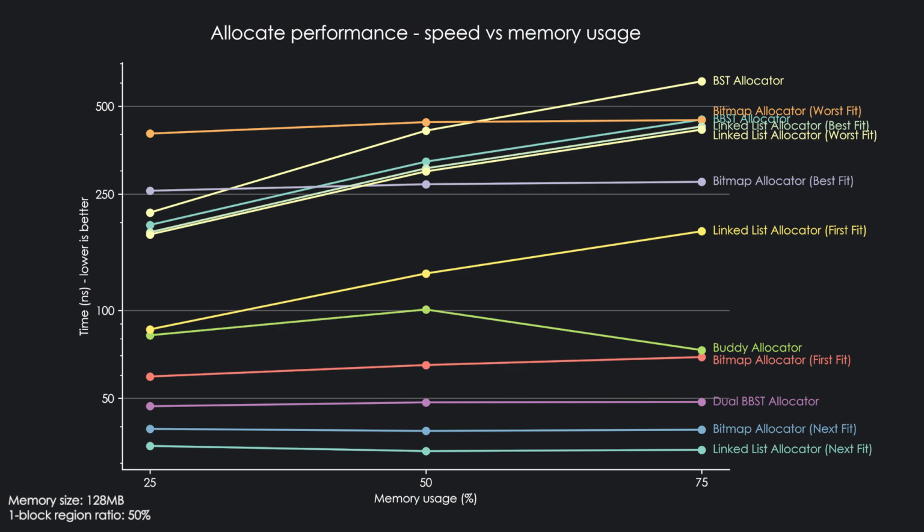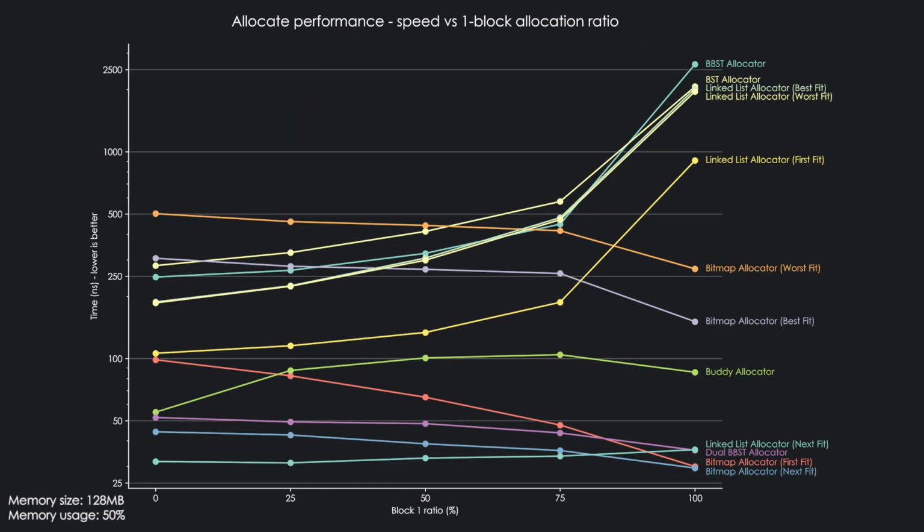What about the ratio of one block allocations? Again, we see that the best performing algorithms, the bitmap allocator next fit, the linked list next fit, and the dual binary search tree algorithms don't seem to be impacted at all by how many small blocks we allocate. The buddy allocator does something really interesting.